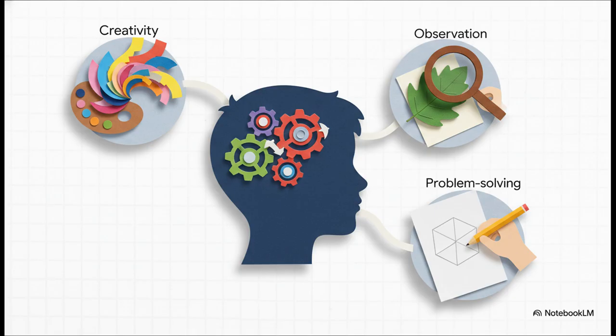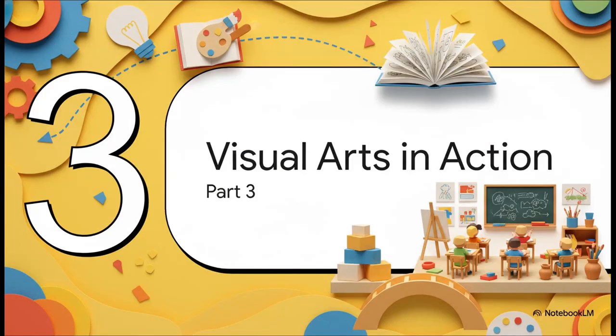I mean, when a student is trying to sketch the exact jagged shape of a leaf's edge, their observation skills are in absolute overdrive. When they're trying to figure out how to represent a 3D object on a flat piece of paper, they are actively problem solving. These are foundational cognitive skills that strengthen learning across literally every single academic discipline you'll ever teach. And this brilliantly illustrates Part 3, Visual Arts in Action.